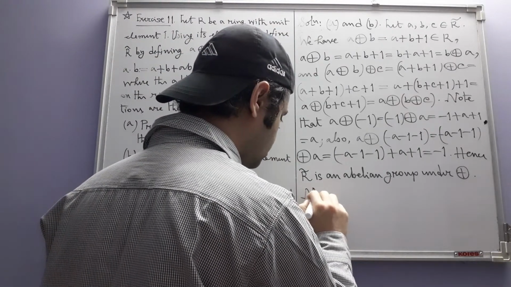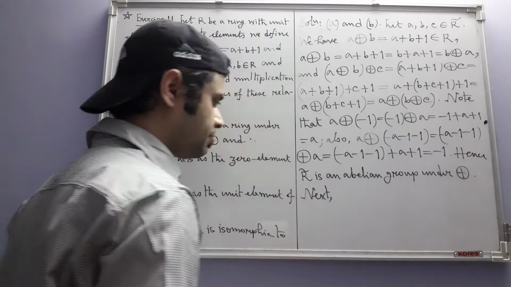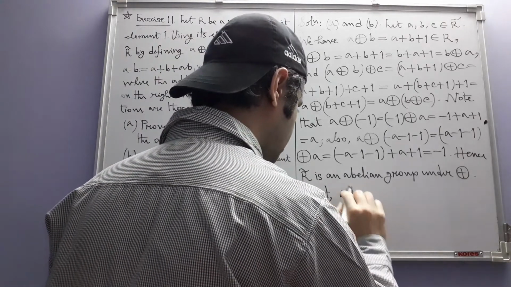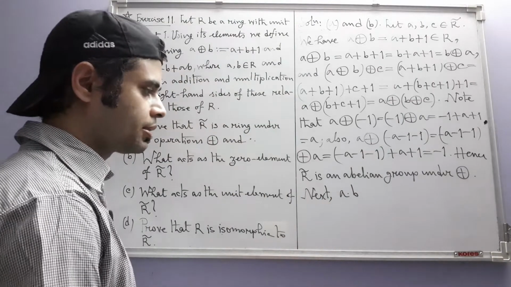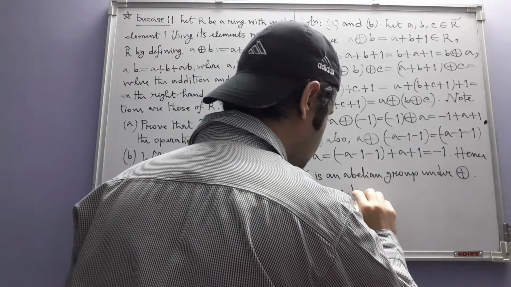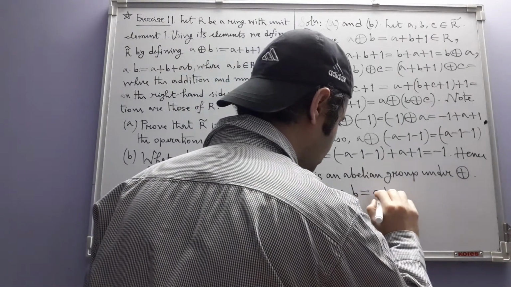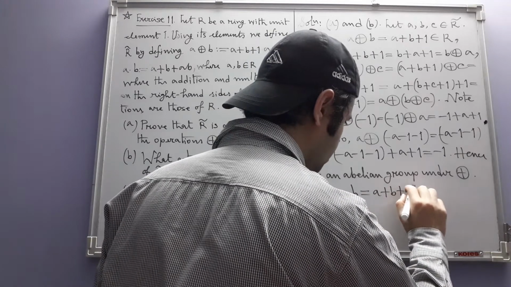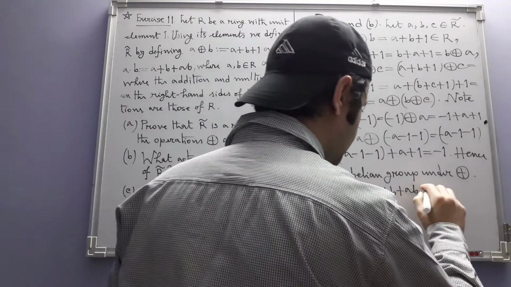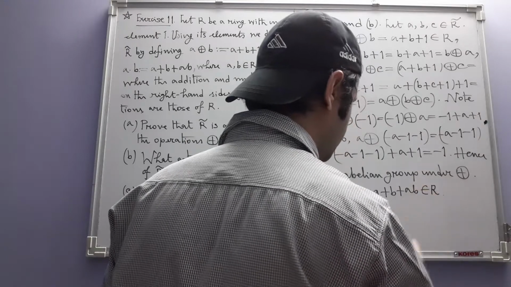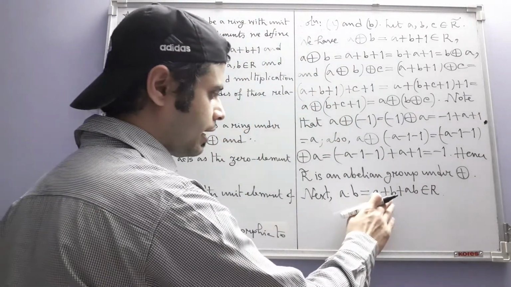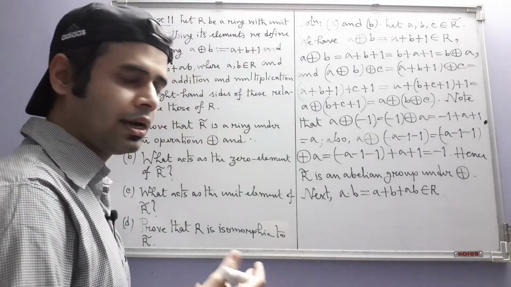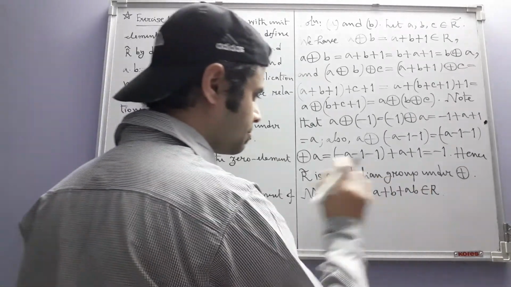Next, the first property that R is closed with respect to this new multiplication is almost trivial. This is nothing but a plus b plus ab, and this definitely belongs to R because this expression involves elements of R and the addition and multiplication that are available in R. So this belongs to R.